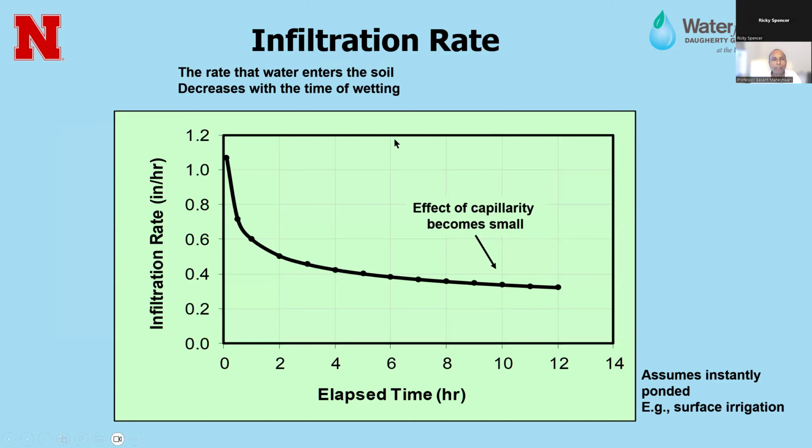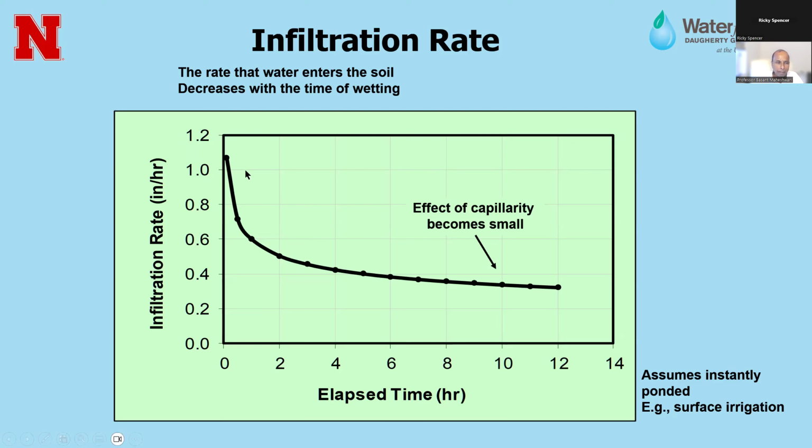Now, this is how infiltration rate varies over time in any soil. When we pond water, at time zero, the infiltration rate is high. Infiltration rate means how many millimeters of water is going into the soil per minute or per second or per hour. So when we pond, for example, 100 millimeters of water on the soil surface, and it takes say 60 minutes for that 100 millimeters of water to infiltrate, the infiltration rate is 100 millimeters per hour.